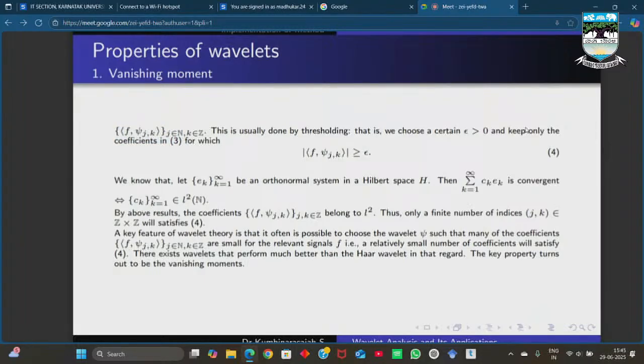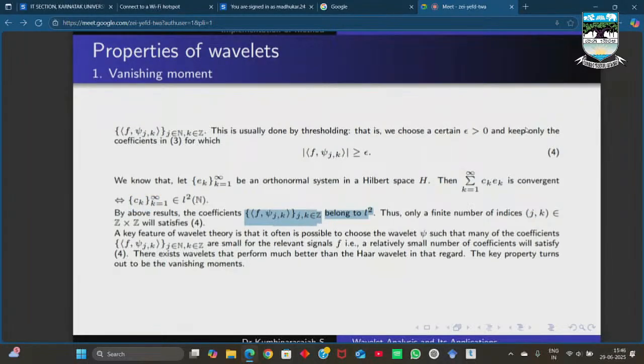Whatever the value, if the absolute value of the inner product is greater than or equal to epsilon, I keep only those coefficients, and the remaining coefficients I am going to neglect, because the others are not dominating. The remaining non-dominating coefficients I am going to suppress. For that, I am using this theorem. This theorem says, if Ek is an orthonormal basis in the Hilbert space H, then this sequence is going to converge if and only if this coefficient sequence belongs to L2 of n. So this says the coefficients belong to L2.